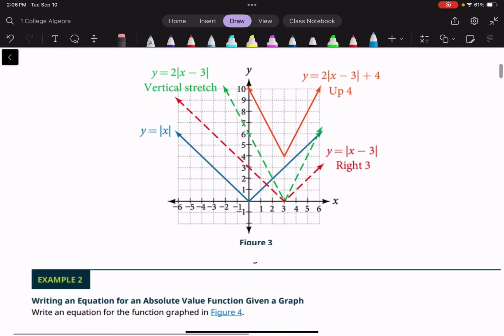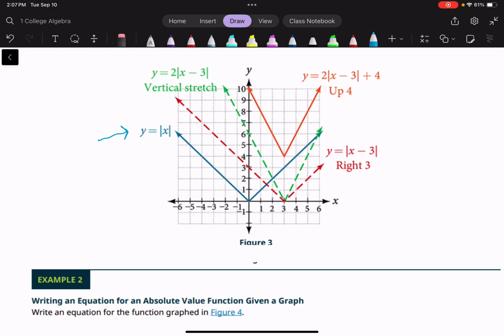This next graphic just reminds you about what we saw in the previous section about transformation of functions. So here is the basic parent or toolkit function, y equals the absolute value of x. In red, we see it shifted 3 to the right.